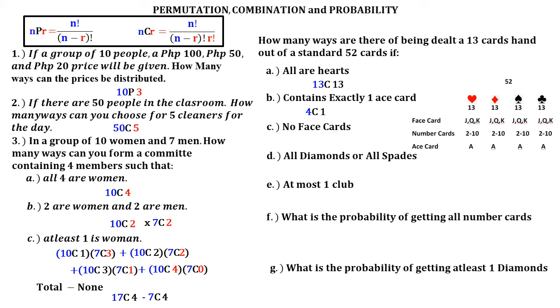Okay? And then, so, may isa pa lang yung na-choose natin. So, ilan pa yung natira? This is 48. So, from the 48, we will choose 12. Okay? And then, we will just multiply it. Okay? Gaya din dito kanina.